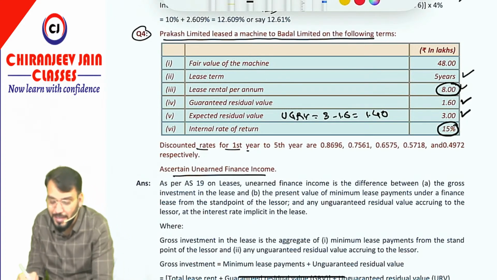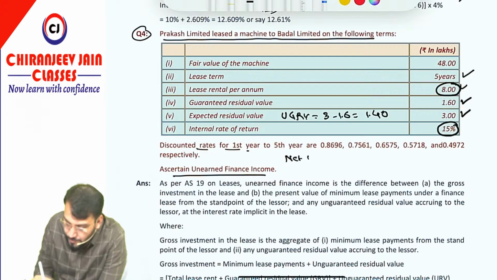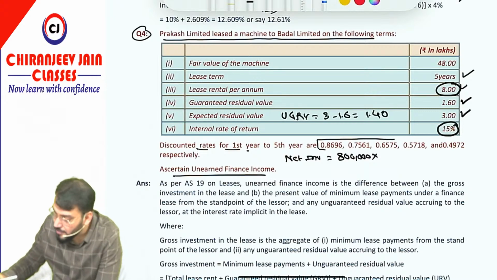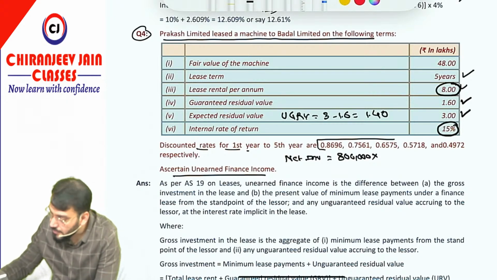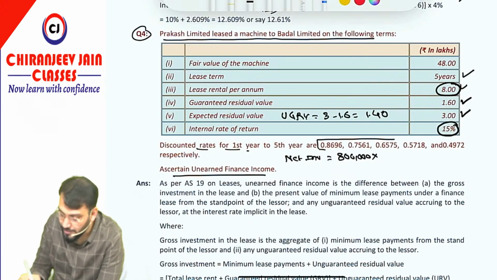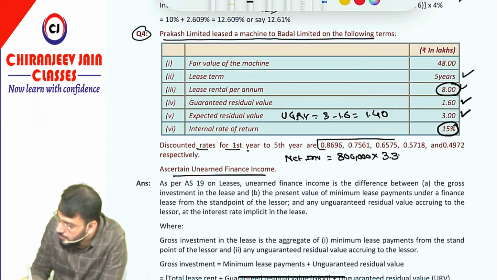It means first you need to find out net investment. So what will be the net investment? Batao. Net investment will be the lease rent of 8 lakh multiplied by the sum total of these: 0.8696 plus 0.7561 plus 0.6575 plus 0.5718 plus 0.4972. So this is coming 3.3522.